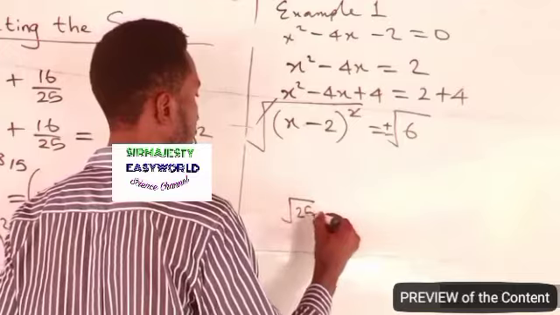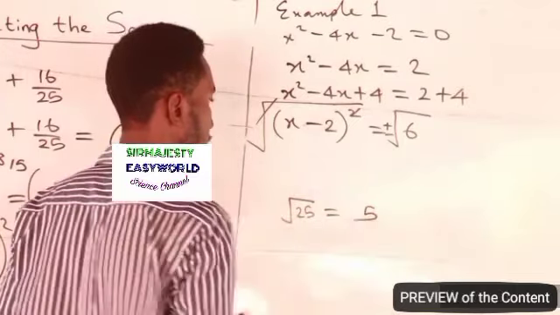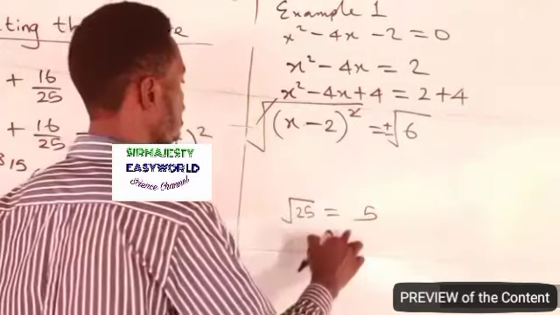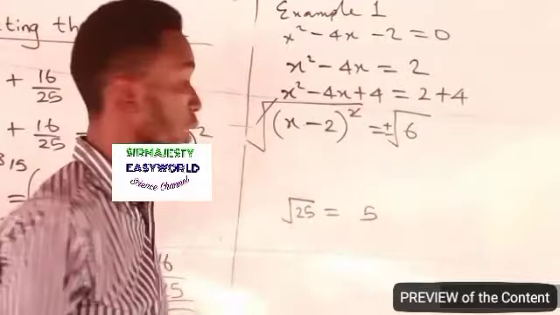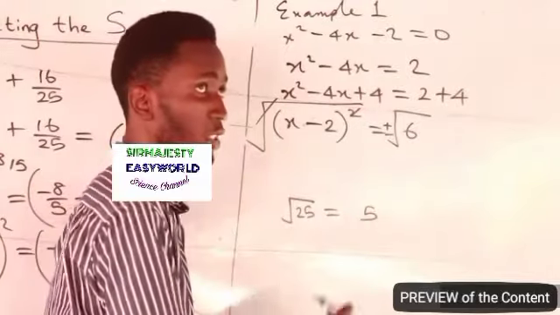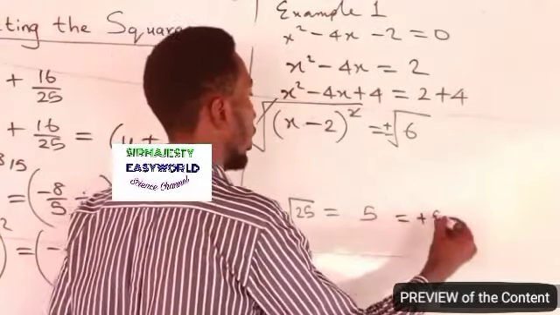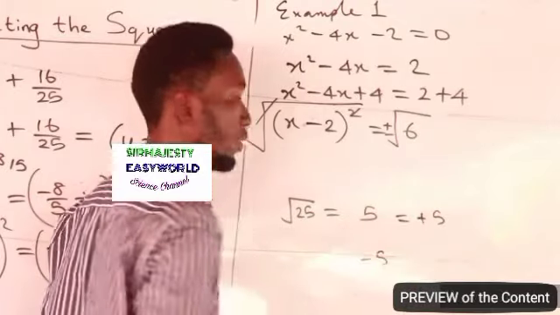The square root of 25 is equal to 5. Everybody knows this. But sometimes this is wrong, because 5 represents plus 5 only. And then what about minus 5?